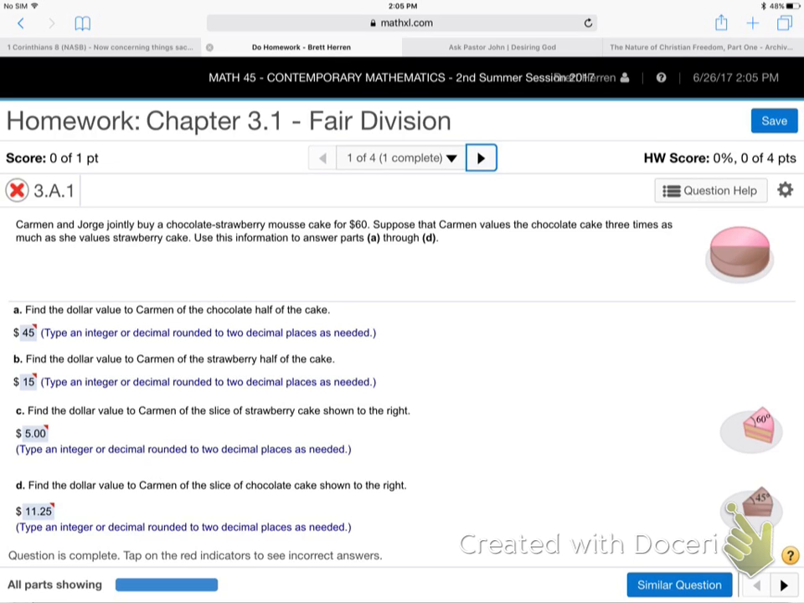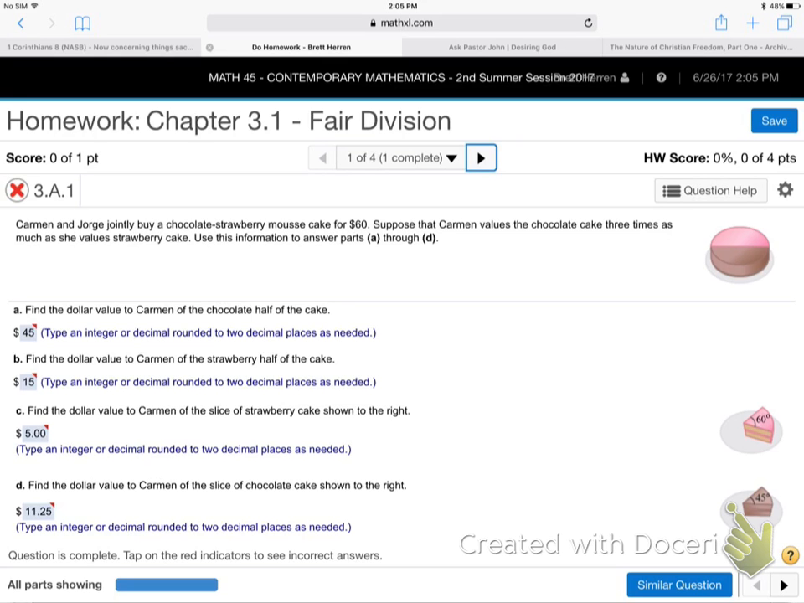Carmen likes chocolate 3 times as much. So if you only gave her the strawberry half, would she feel that she really got half of the value? No, she thinks the chocolate part's worth a lot more than the strawberry. She would not believe that she had been treated fairly. That wouldn't be a fair division in her eyes. So you see, that's a little tricky.